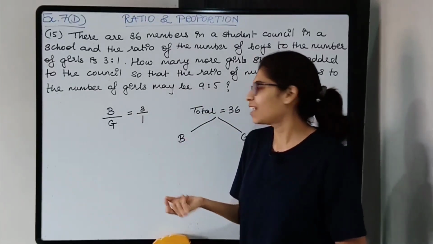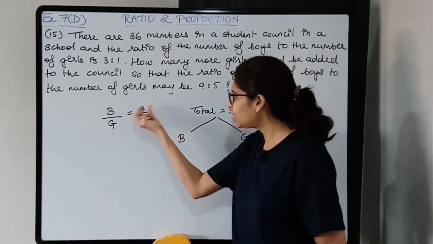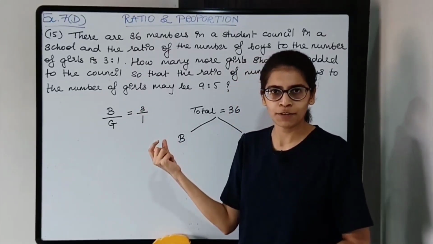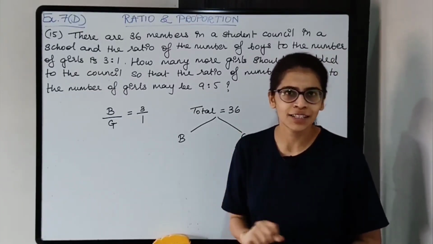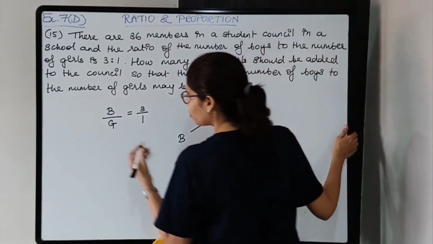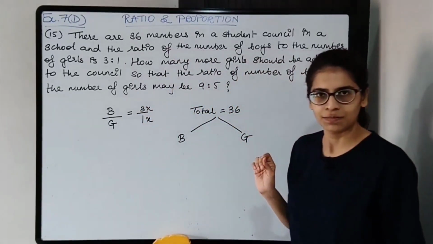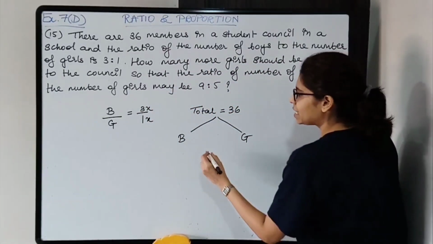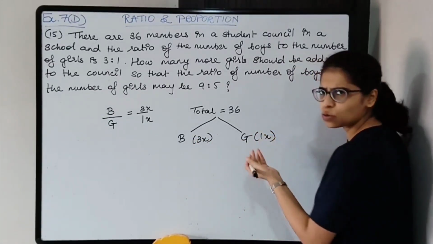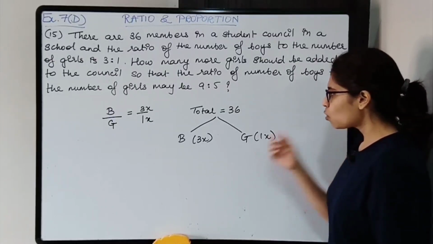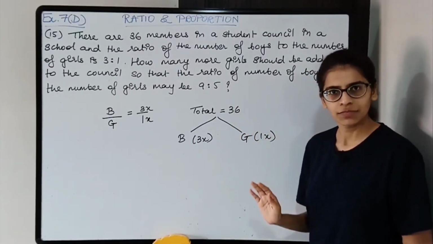Now we know that boys are not 3 and girls is not 1. So there is 3 into some common factor, 1 into some common factor. What is that common factor? We don't know. So let's say x is the common factor. So number of boys will be 3x and girls will be 1x, that is x only. So this plus this is equal to 36, right?